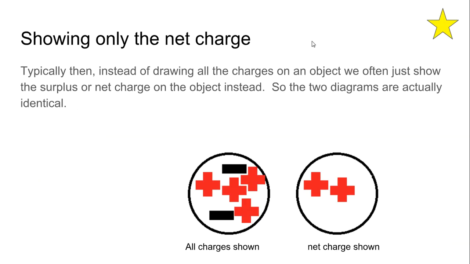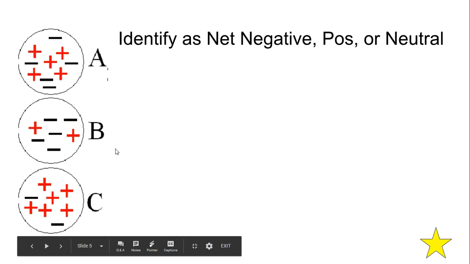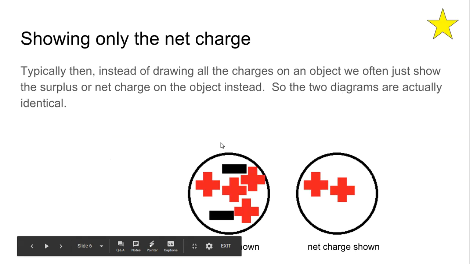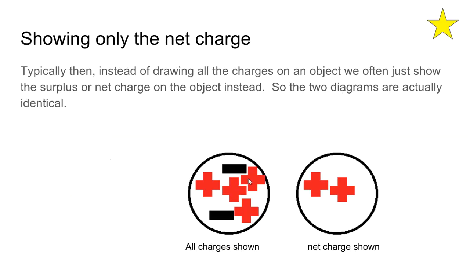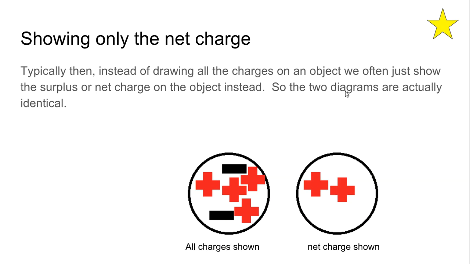Now, what about showing only the net charge? Do I really want you on every single assignment to draw something that is net positive like this? No. What we'll often do, instead of drawing this, showing 4 positives and 2 negatives, we'll draw only what's left over. And that's really common in most of the textbook things. So we only show the net charge. So we say the whole object is positive.